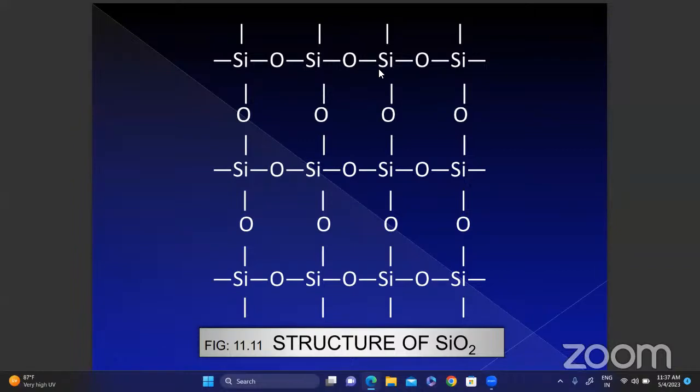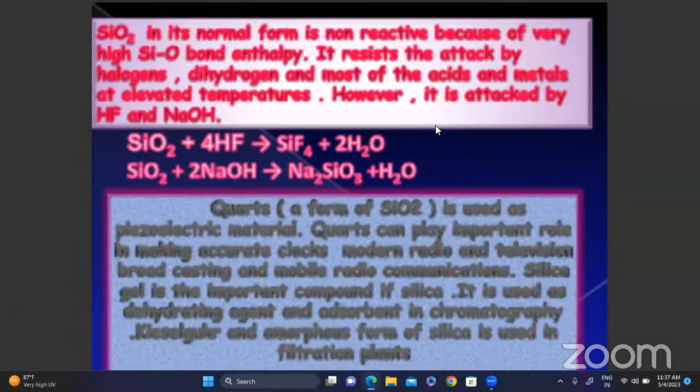Yes, thank you. Okay, we'll continue. So this is the structure of silicon dioxide. Okay, so we'll go for the next one.